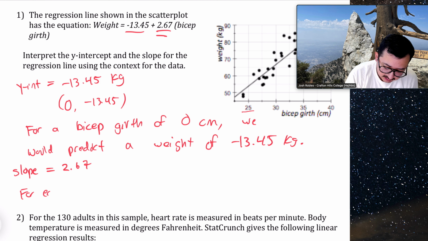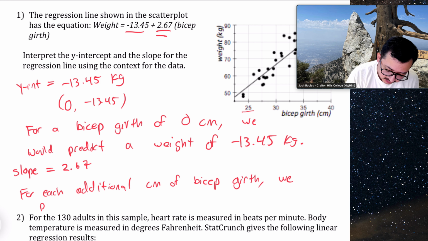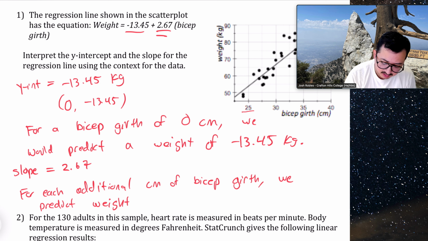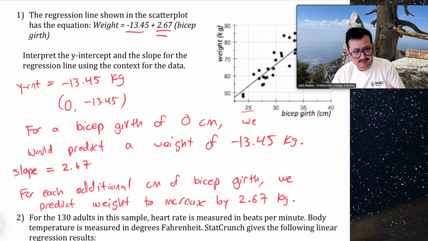So for each additional centimeter of bicep girth, we predict weight, it's positive, so to increase by 2.67 kilograms. So every time you move 1 on the x-axis, you go up by 2.67 on the y-axis because it's positive. All right, there's another one you could try there.